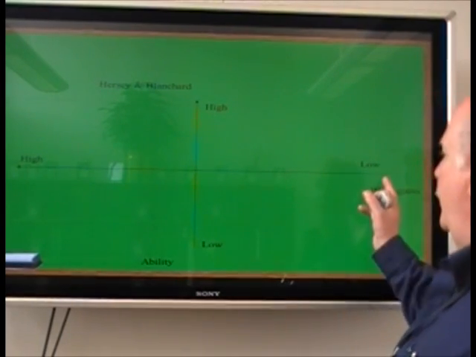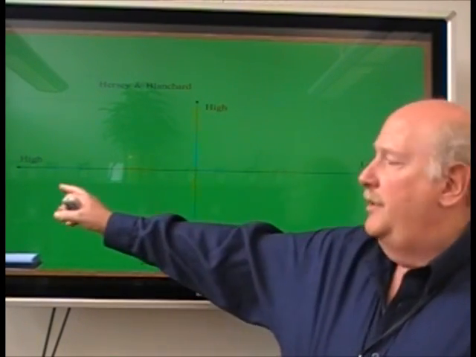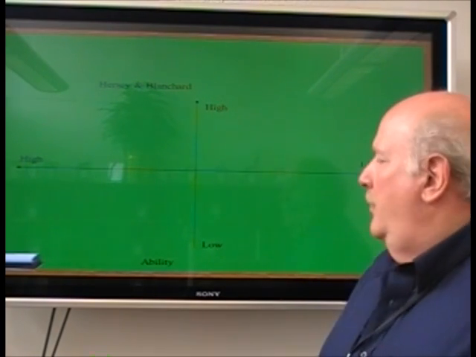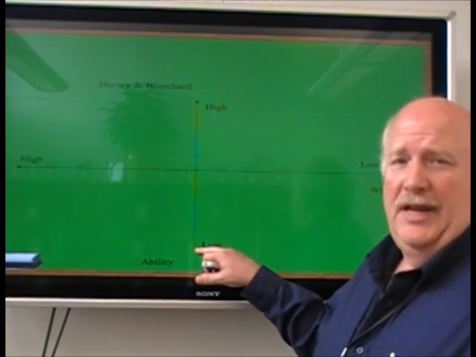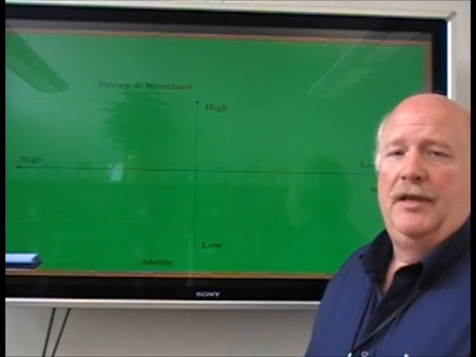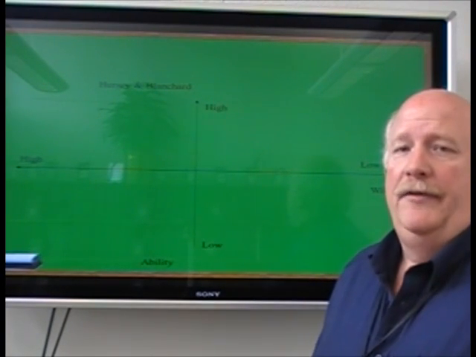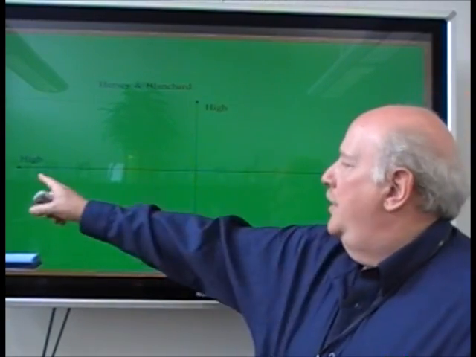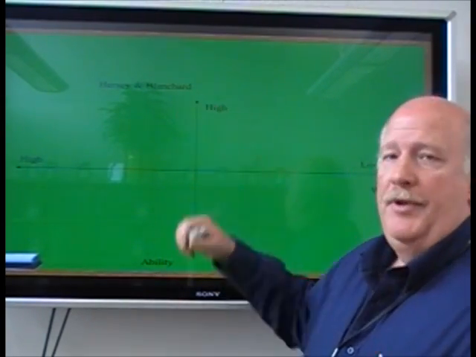Now you notice I put low willingness on the right and high willingness up here on the left. I do that to tick off math people. But also notice that I did put low down at the bottom for ability and high at the top, because if I inverted those, that would tick me off, and I try not to do that. So low willingness, low ability, high ability.